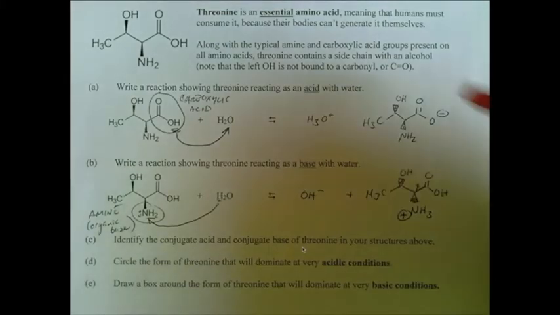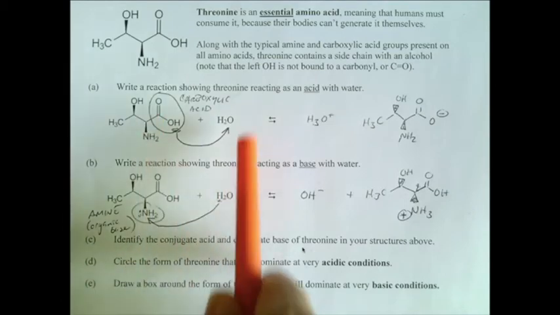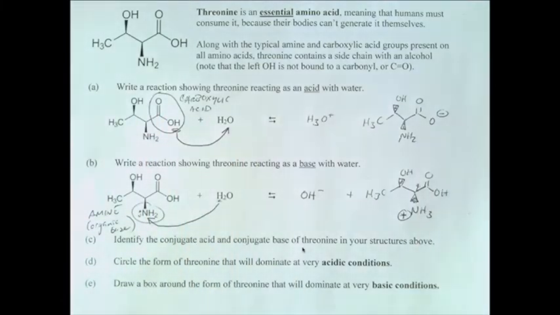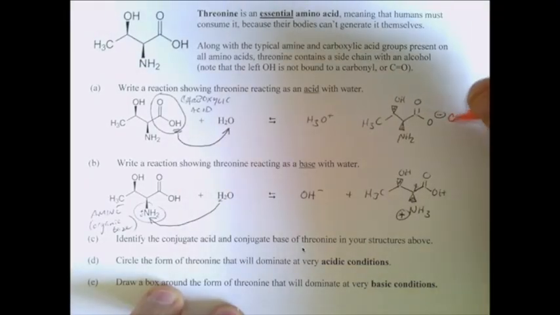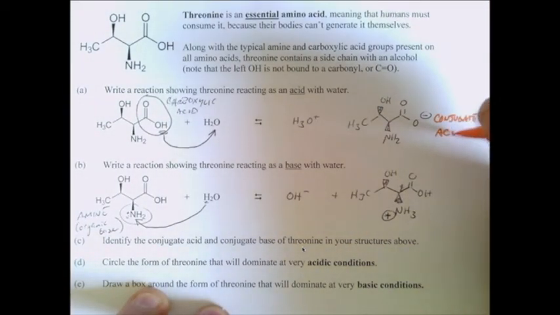Which of these is the conjugate acid of threonine? Which of these is the base? Hoping that what you came up with is that when threonine acted as an acid and lost an H+, what I generated is something that would actually be thirsting for an H+, so that this must be the conjugate acid of threonine.